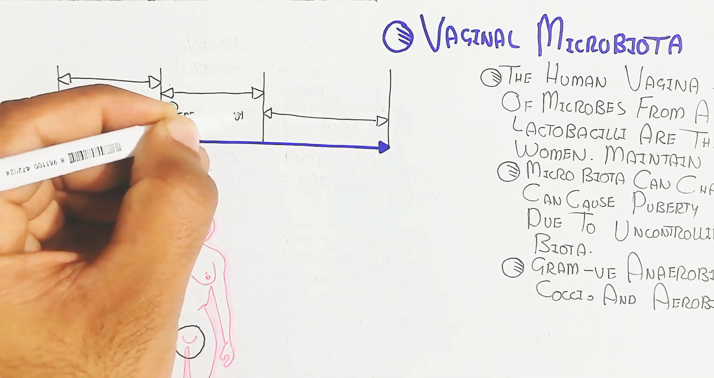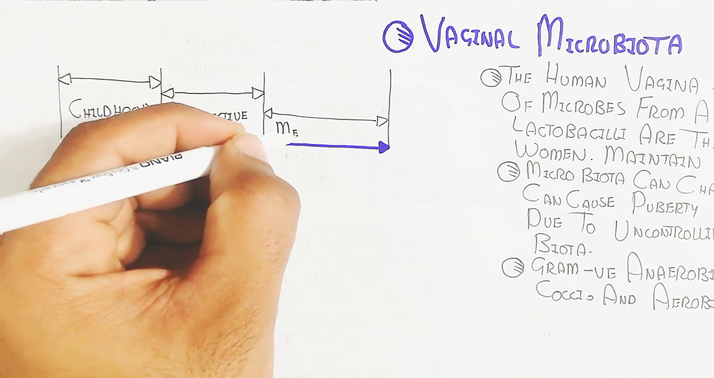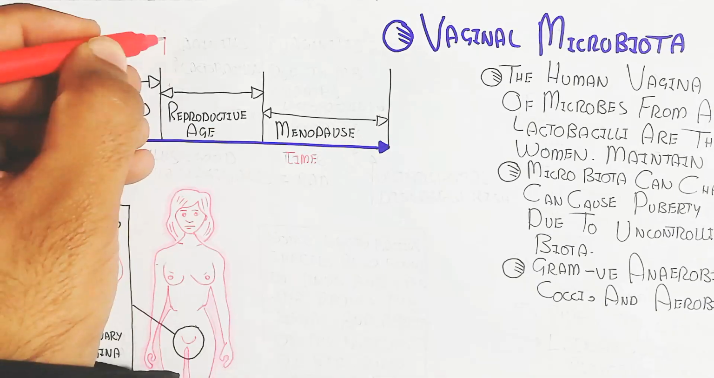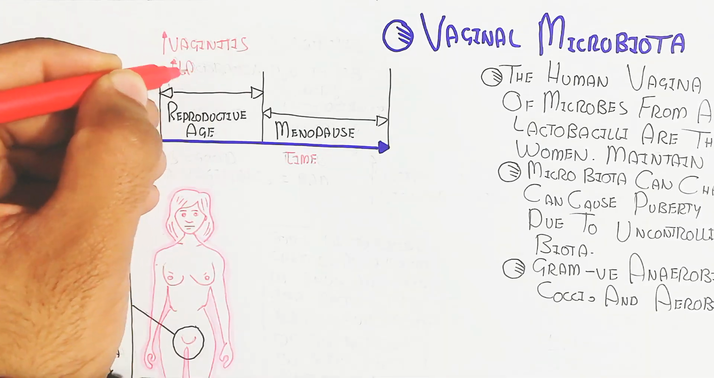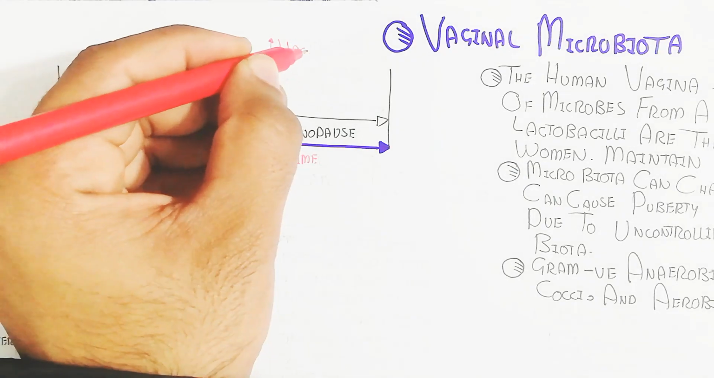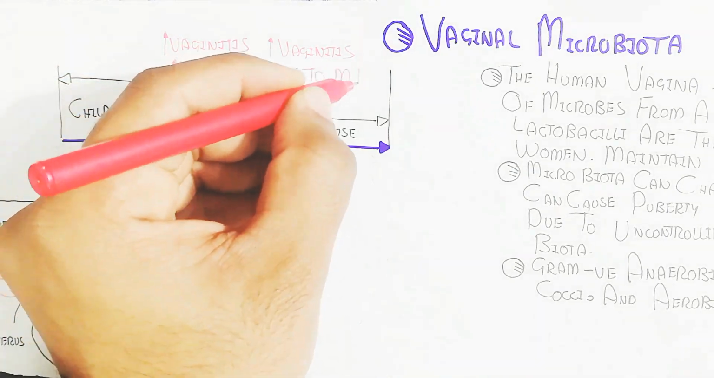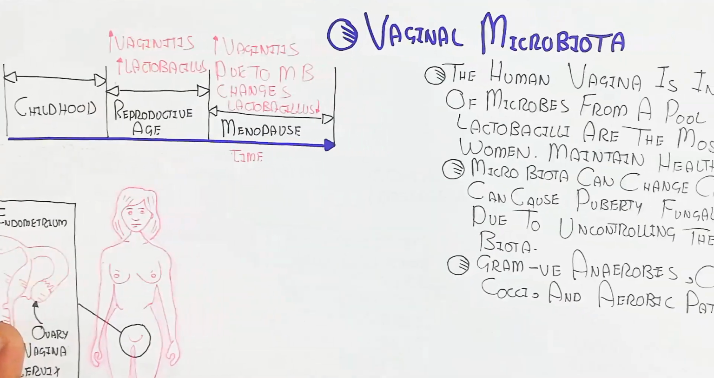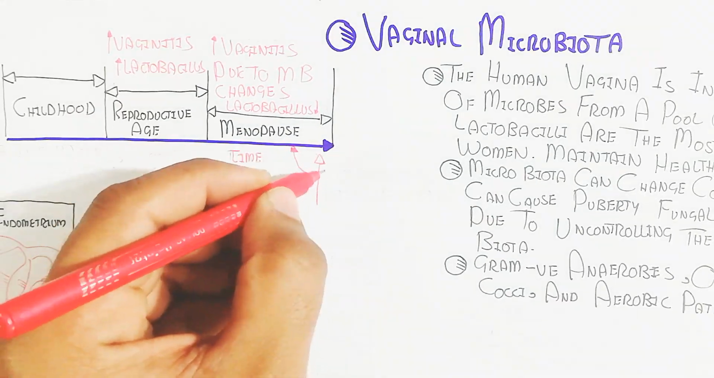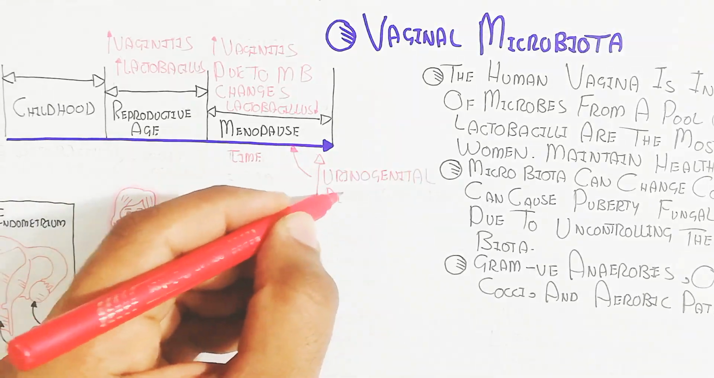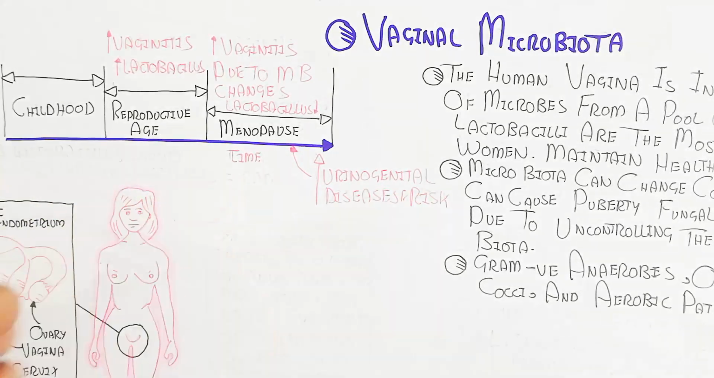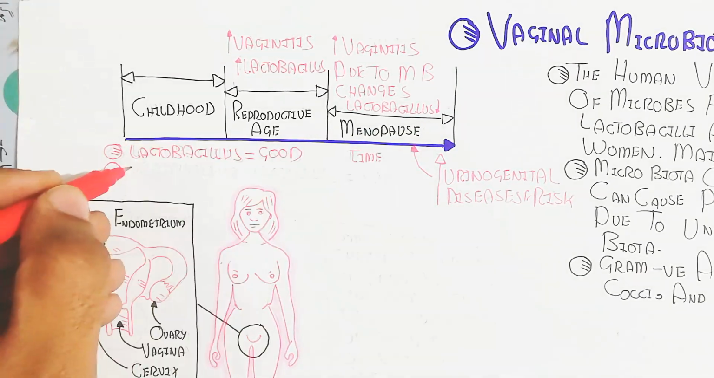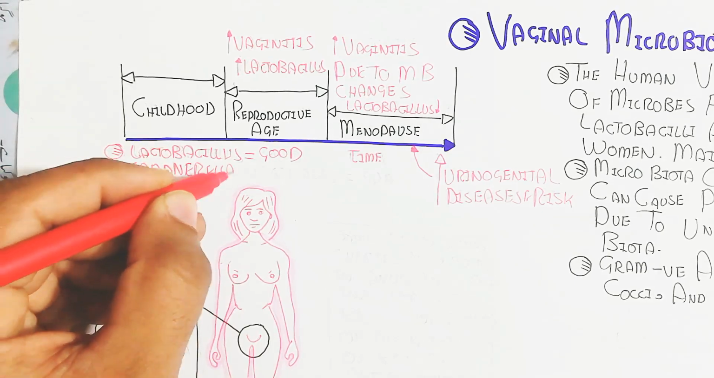Here is childhood leading to reproductive age. In this stage, vaginitis can increase due to the increase of lactobacillus as well as yeast, the fungal organism increase. While at menopausal time, vaginitis occurs due to microbiota changes and decrease of lactobacillus. The urinogenital disease risk will also be increased during menopause. So, for the prevention of urinogenital disease, we can provide estrogen and progesterone hormone therapy.